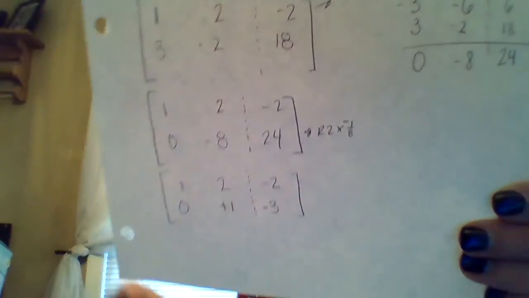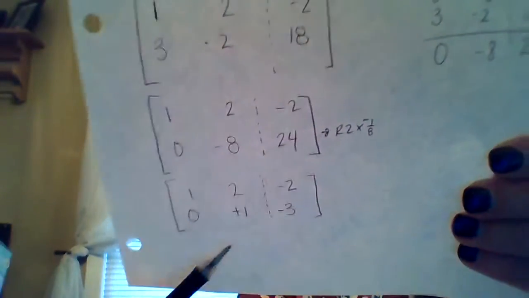Okay? And the last thing I need to get rid of is that 2. I have got to use this 1 to get rid of that 2. So I'm going to multiply row 2 by -2. That would give me 0, -2, +6. I'm going to rewrite the top row, 1, 2, -2. I'm going to add those together, 1, 0, 4.